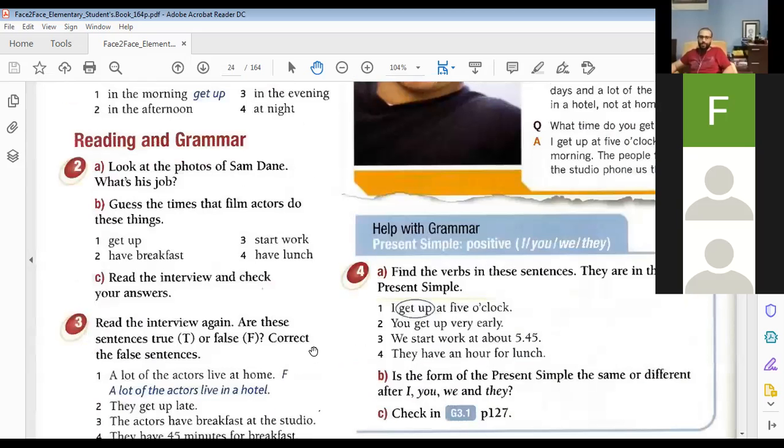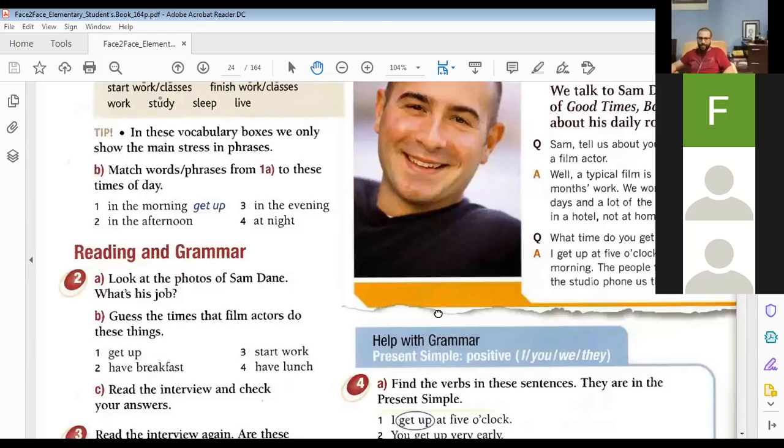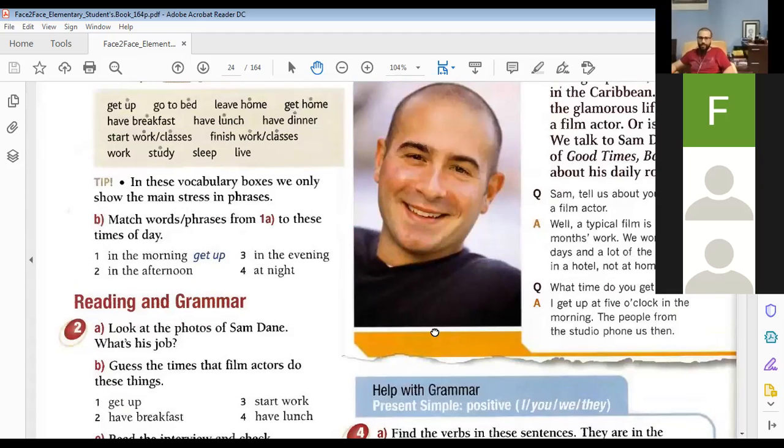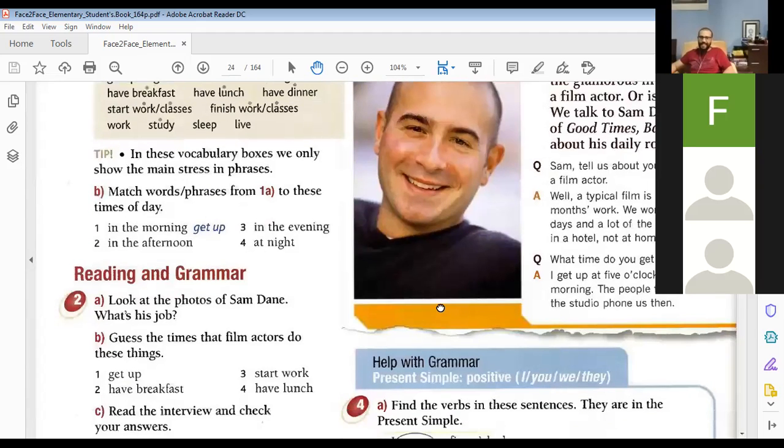Okay, are you surprised by his routine? What do you think of his routine? Is it easy or hard? Does he have an easy routine or a hard routine? Fatima? Hard. You think hard? Yes, I think very hard, right? Because when does he have to wake up? When does he get up? When does Sam get up? At 5 o'clock. Yes, he gets up at 5 o'clock, in the morning. Very early, yeah.